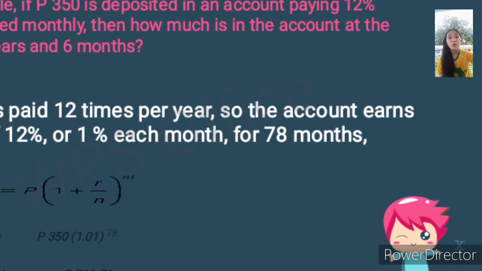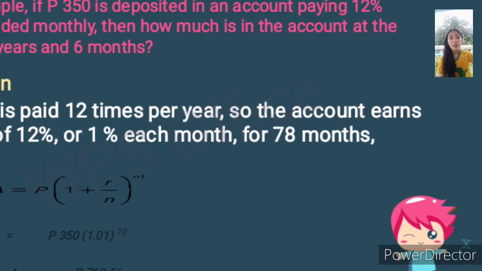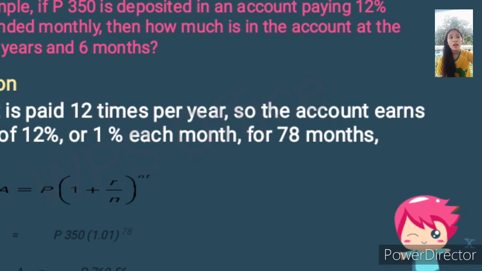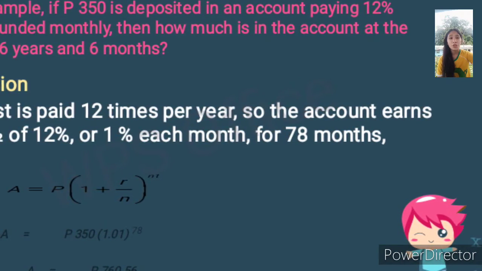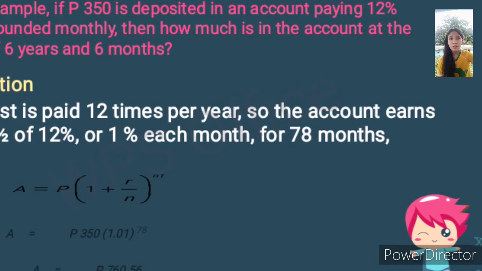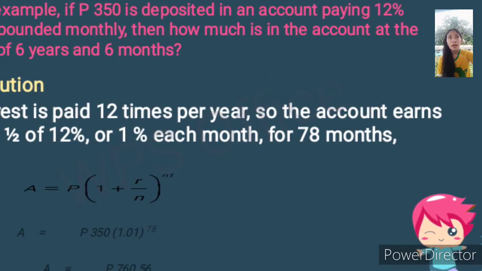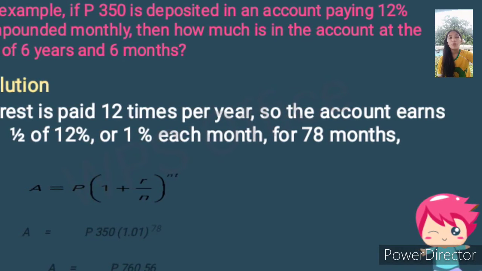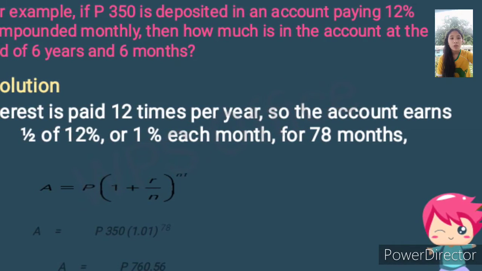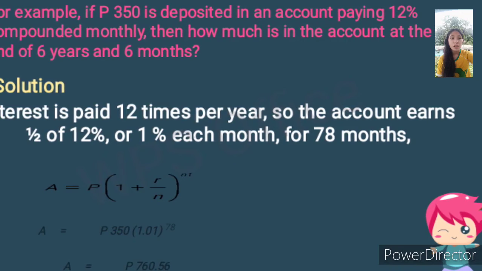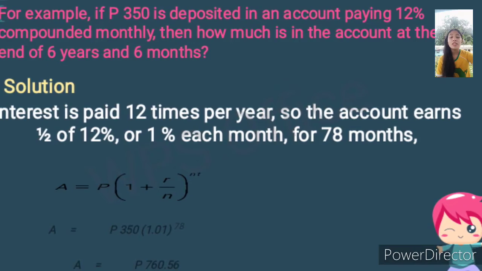So, we have an example. If 350 pesos is deposited in an account paying 12% compounded monthly, how much is the account at the end of 6 years and 6 months? The solution: interest is paid 12 times per year, because in a year there are 12 months. So the account earns 1/12 of 12%, or 1%, each month for 78 months. It becomes 78 months as we convert 6 years and 6 months into months.